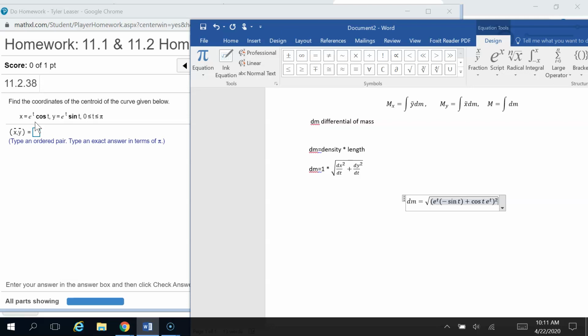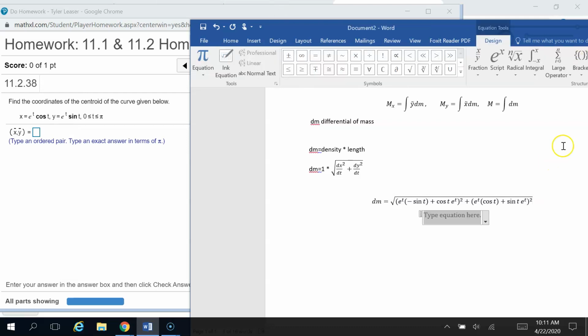Okay, and then the same thing for the y. So we're going to take the derivative of y. First, the derivative of the sine is cosine, plus the second, sine, times the derivative of the first, which is just e to the t. That's all going to be squared as well.